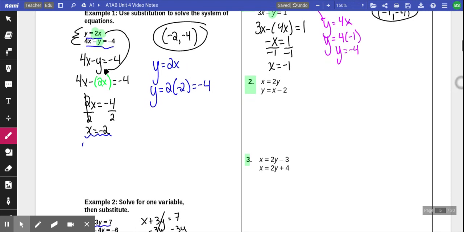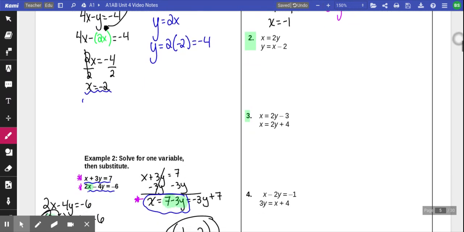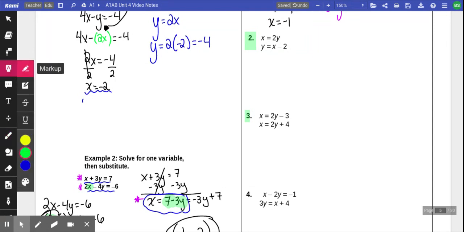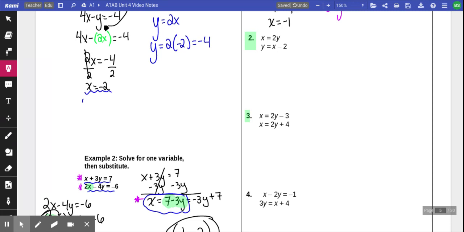Good. Here in number 2, it doesn't really matter which one you go with, but if you notice, both equations are already set up for substitution. We know what x is equal to. We know what y is equal to. So that's going to be your choice. I'm just going to use the second one because we've been using the first one the whole time. We know what y is equal to here, so we can plug it into the first. So we say y is equal to x minus 2.